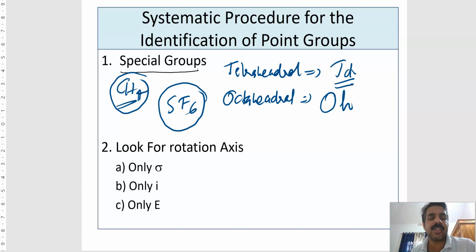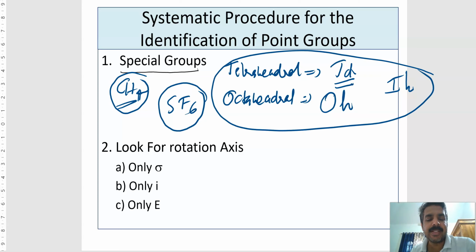Like that, if the structure of the molecule is a regular icosahedron, then the point group will be, as you have already studied, Ih. These are the special point groups. That is the first step. If you are given a molecule, you have to look whether the molecule is a special point group molecule, like a regular tetrahedron, symmetric octahedron, icosahedron, like that. That is the first step.